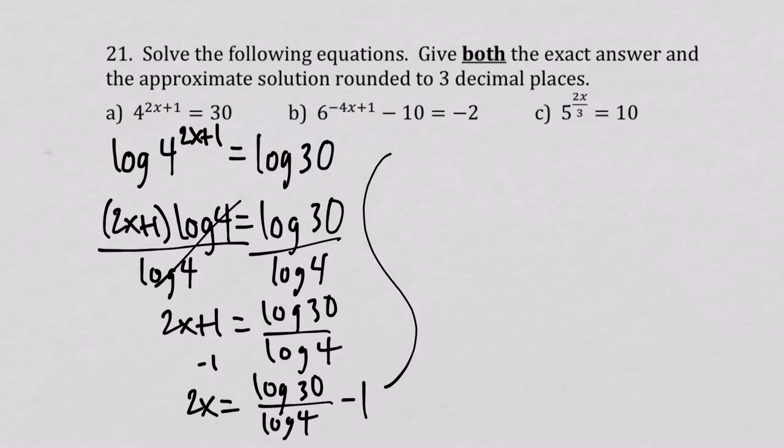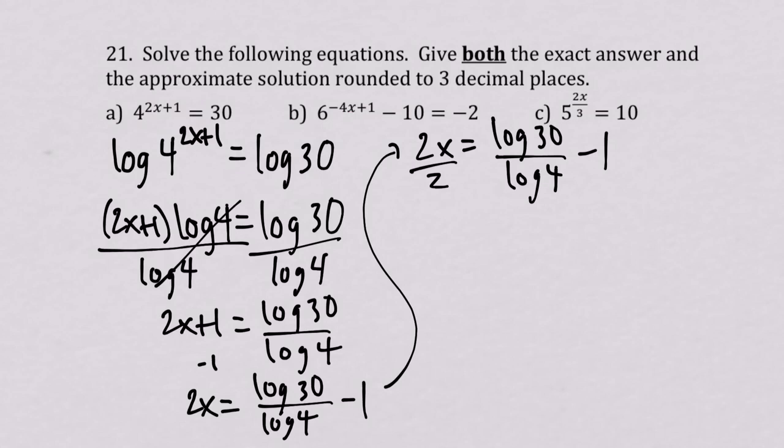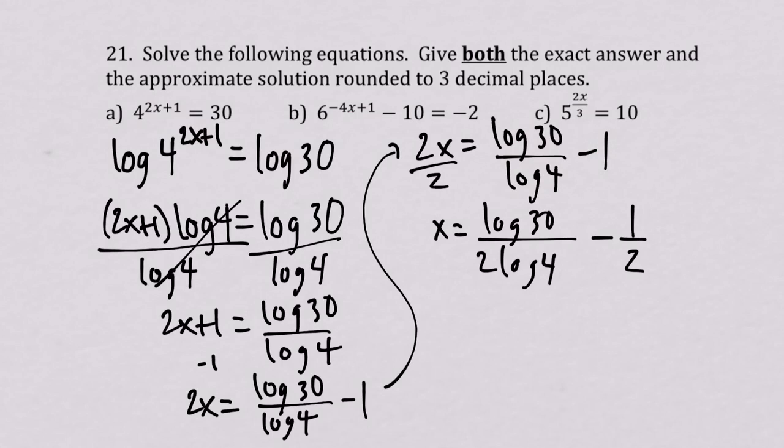I'm going to continue up here. So I'm going to write it again. 2x equals log of 30 over log of 4 minus 1. And finally, I'm going to divide by 2. Now, when I divide by 2, I got to divide this one by 2 and divide this one by 2, okay? So what does it mean to divide this one by 2? Just put the 2 in the denominator. So it looks like this. X equals log of 30 over 2 log of 4. That's what dividing by 2 means in that case, because it's already a fraction. Minus 1/2. There you go. That is the exact answer.